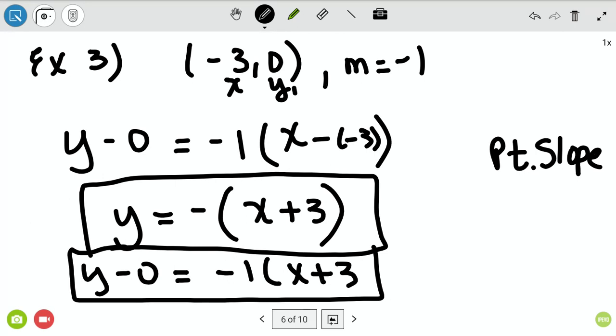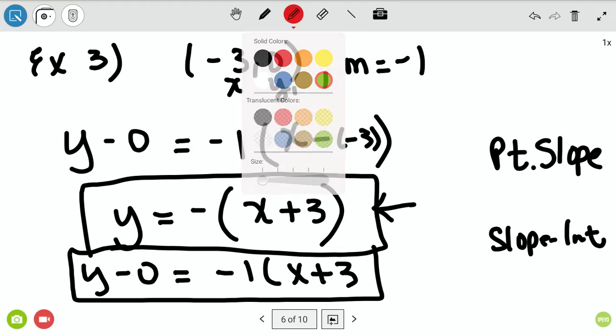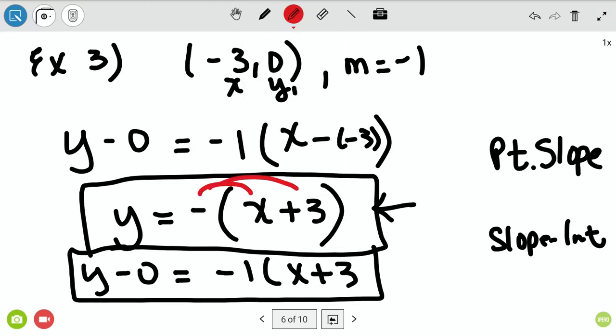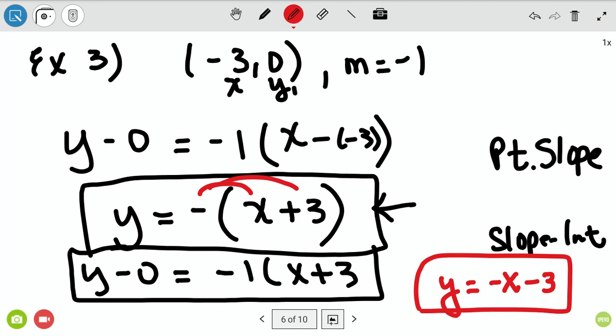Now, what if you were asked to get it in slope-intercept? What if you were given a point and a slope, so you started in point-slope form, but the directions say slope-intercept? Well, we can go from this point right here, and all we have to do is distribute that negative. That's the only thing you have to do. Distribute that negative, and you get y equals negative x minus 3, and now we're in slope-intercept form.